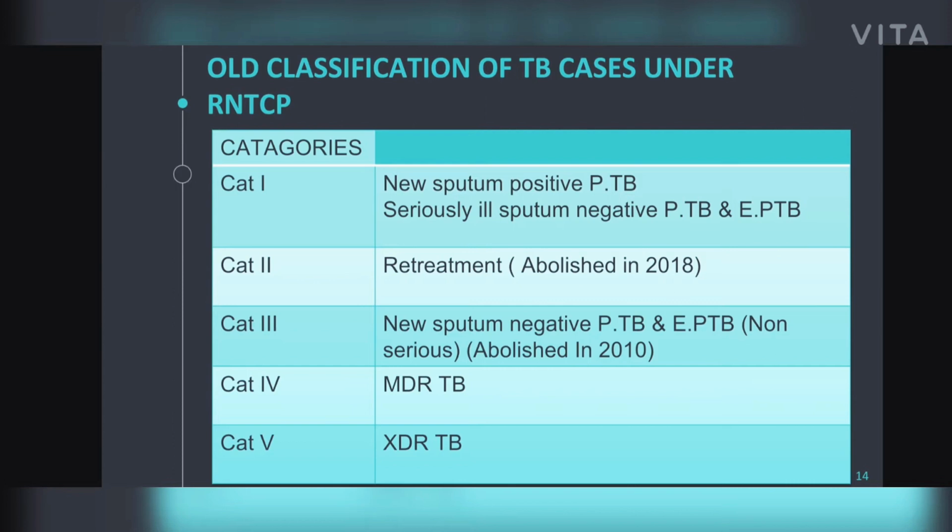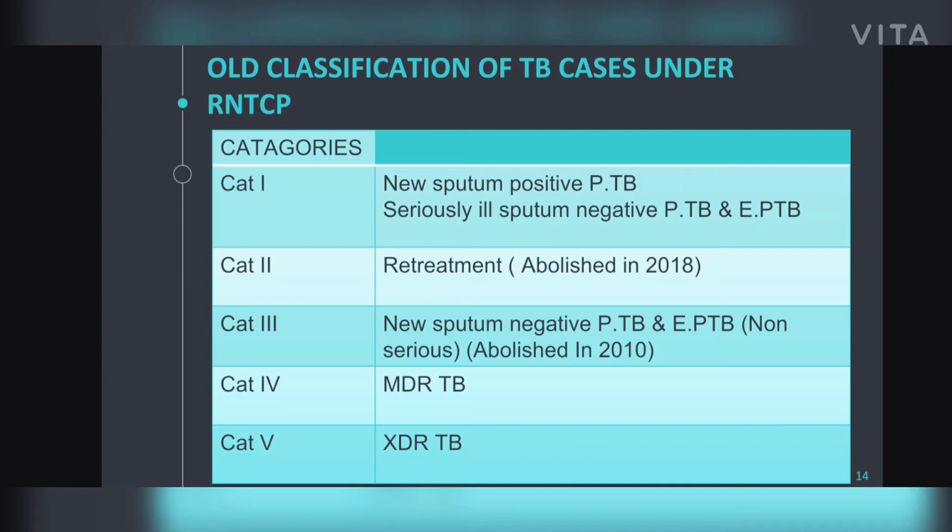So category 1 was new cases but sputum positive. Category 2 was retreatment cases, which included relapse, defaulter, treatment failure. Category 3 was sputum negative cases and extrapulmonary tuberculosis, less severe forms.